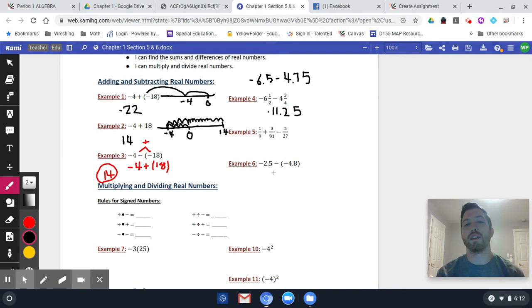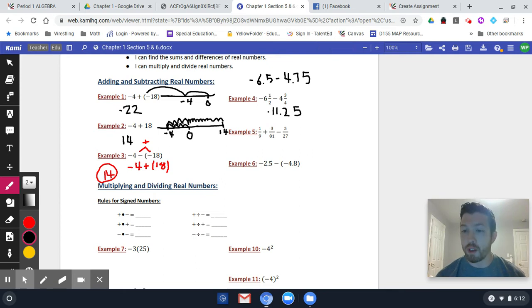So down here, fractions. Again, these can be a pain to add and subtract. We can't just add across, so we can't just go like 1 plus 3 minus 5 on the top, and on the bottom 9 plus 81 minus 27. It unfortunately does not work like that. All right.